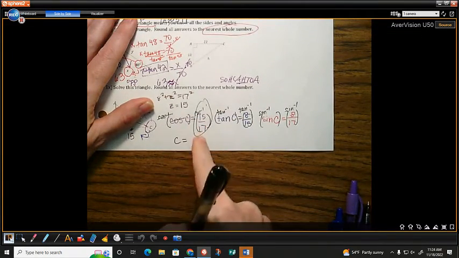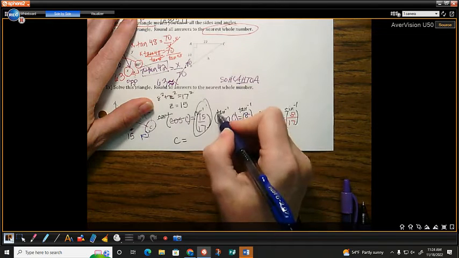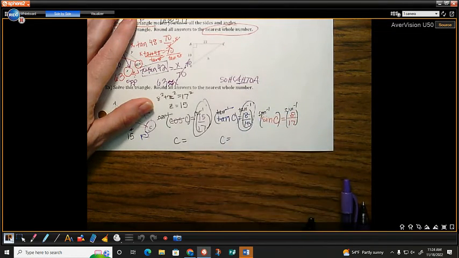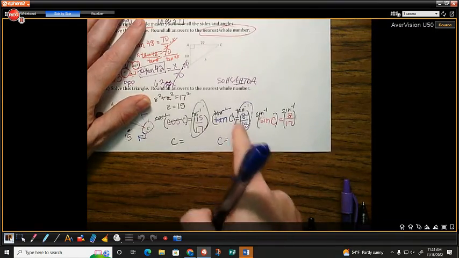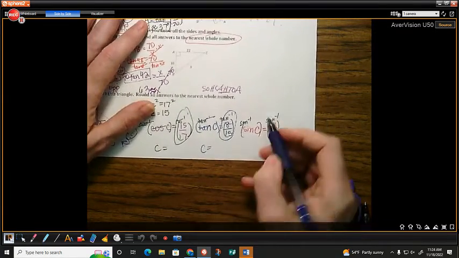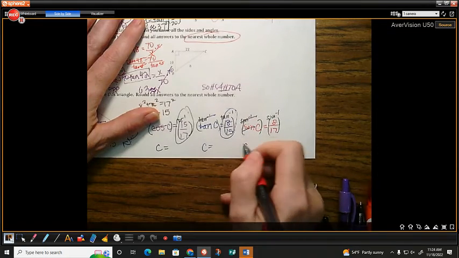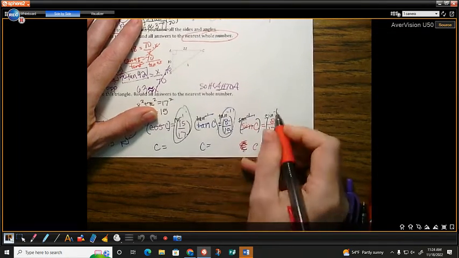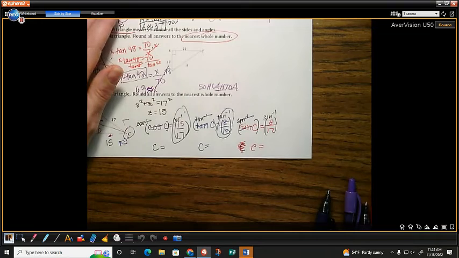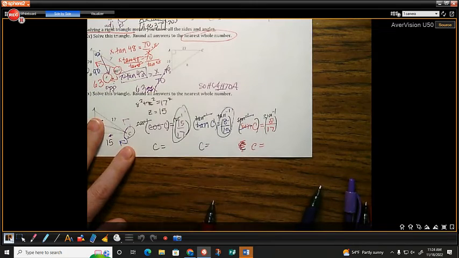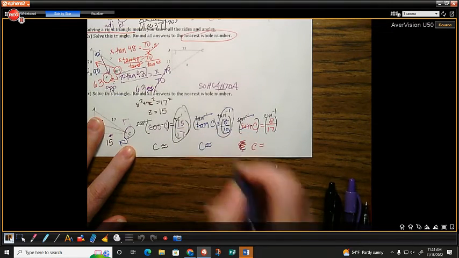So my cosine people, put that one in. For my tangent people, C is going to equal whatever you got when you inverse tangent that fraction. So my tangent people, find your C. My sine people, they cancel out, and C is going to equal whatever you get when you inverse sine that fraction. So my sine people do that one. And write down what you got, round it to the nearest whole number, so we're going to be getting an approximate answer.